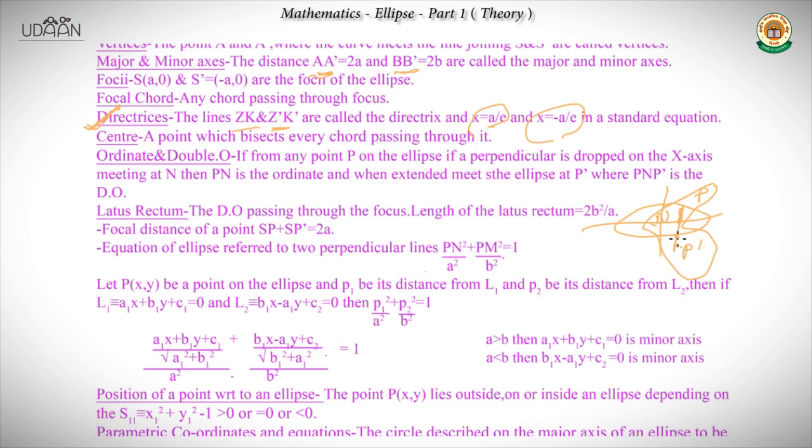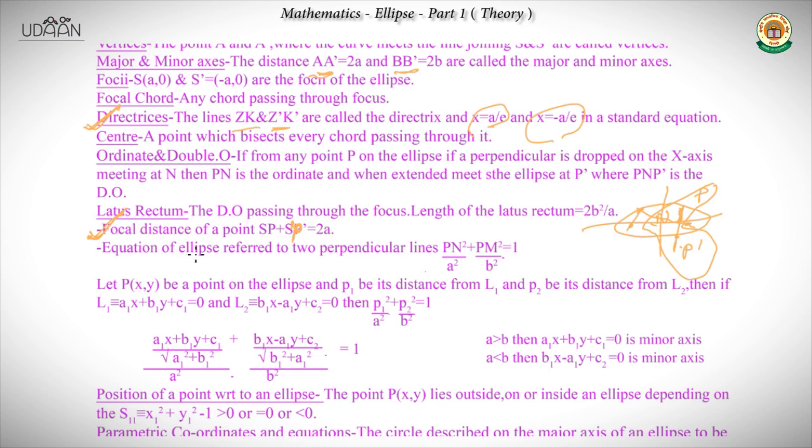And let us study some new terms. Focal distance. Here there are two foci, so the focal distance is defined as the sum of the distances from the two foci to the point. If this is P, and S and S dash are the foci, the sum SP plus S dash P is a constant, and it's nothing but 2a. It's a very important property and we need to remember that.